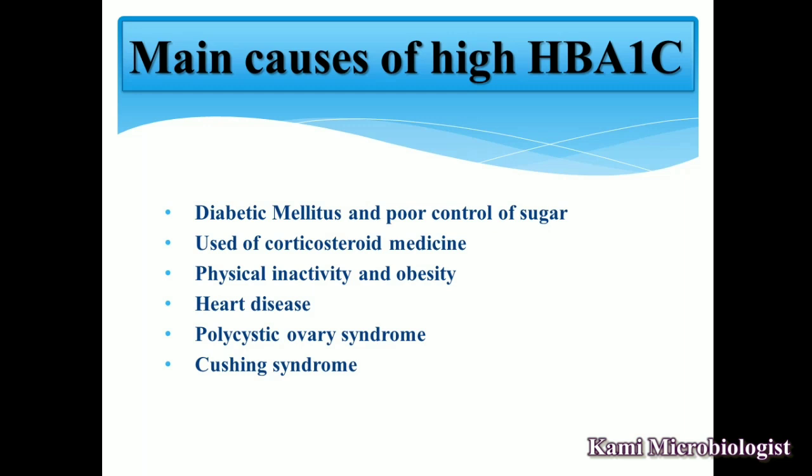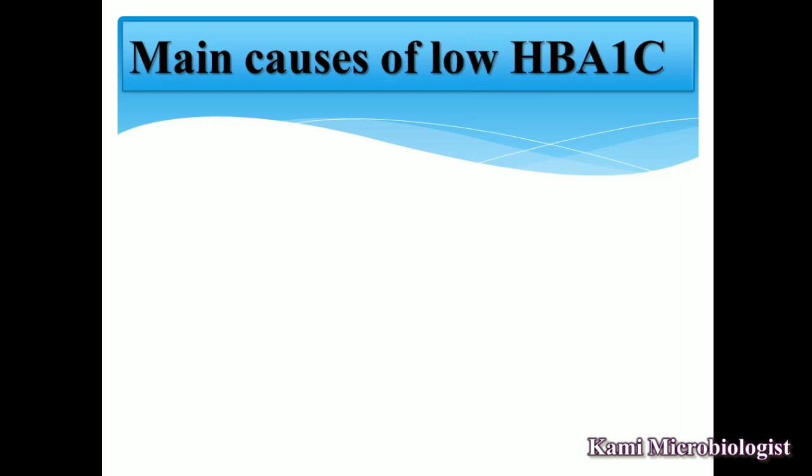Next we have Cushing syndrome. Cushing syndrome is a disease of the hormones, in which the cortisol hormone is secreted. We also call it the stress hormone. It will affect the pancreas and the insulin level, and due to this the glucose level will get high and it will increase the HbA1c. So this is all about the high HbA1c.